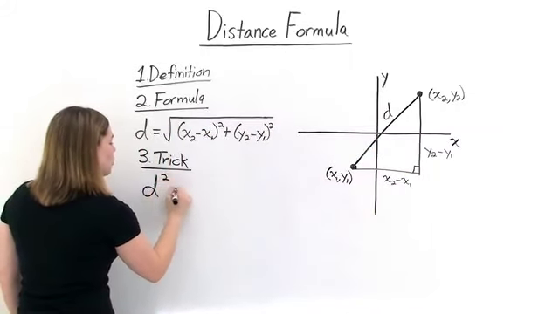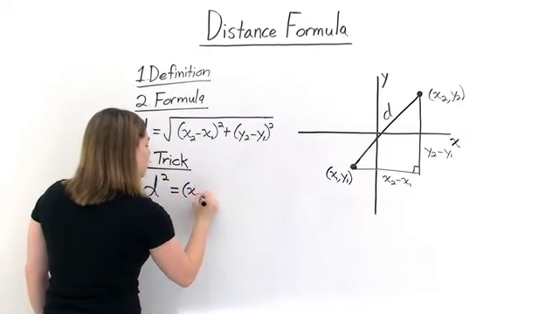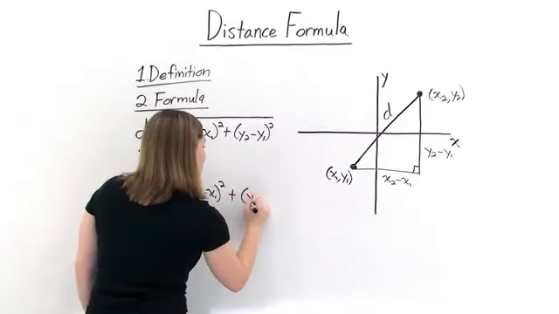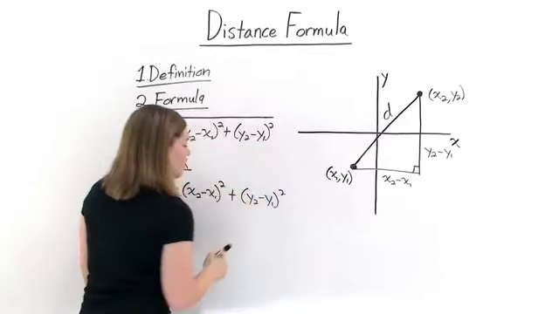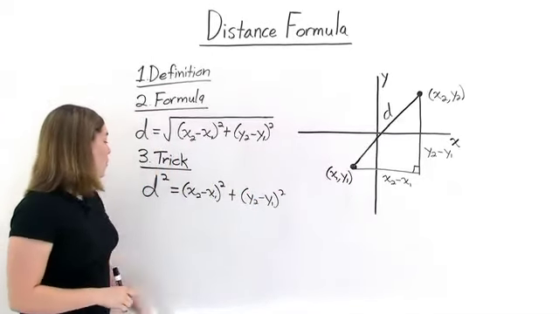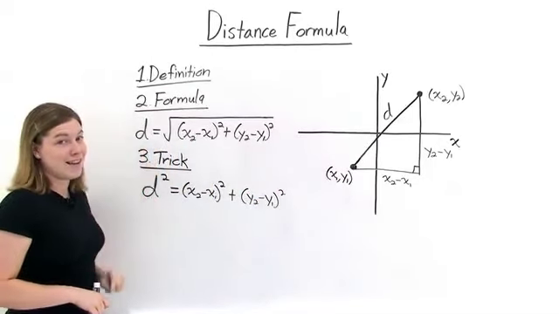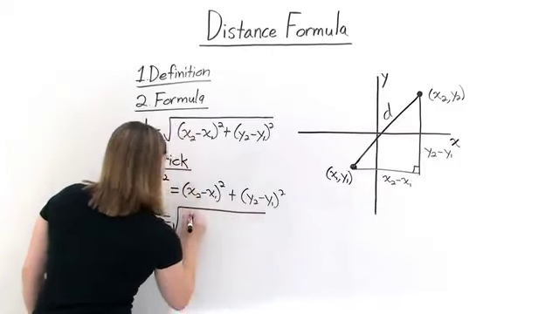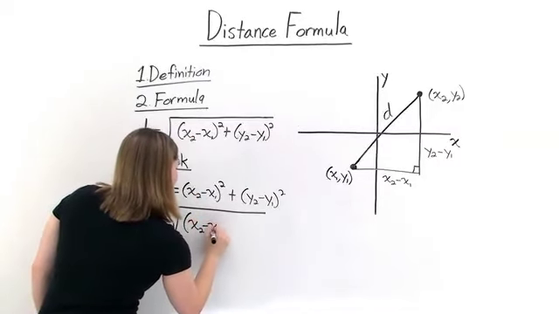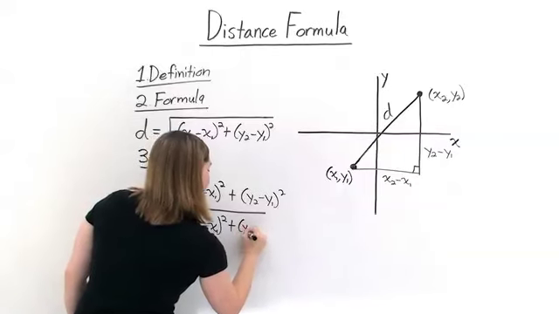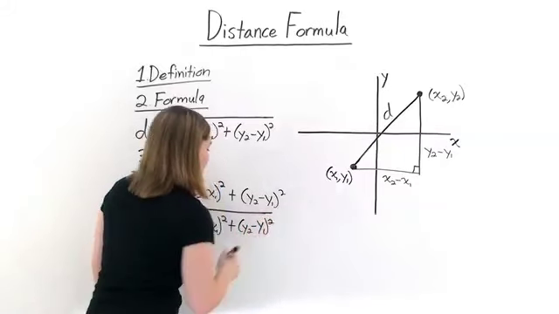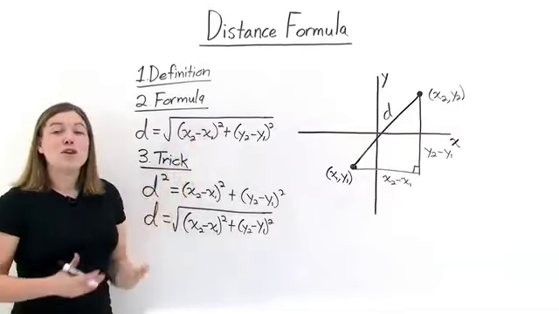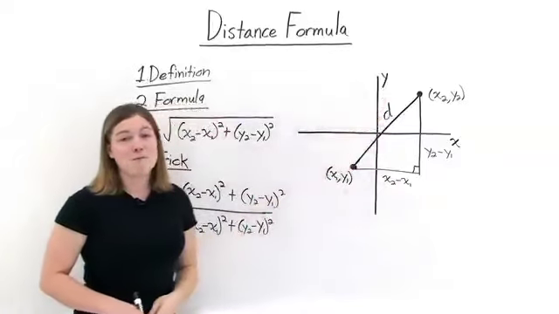We have d squared, which is our hypotenuse squared, is equal to x sub 2 minus x sub 1 squared, one of our sides squared, plus y sub 2 minus y sub 1 squared, our other side squared. Now remember, we're trying to solve for d, distance, not d squared. So we need to take the square root of both sides. When we do, we get that d is equal to the square root of x sub 2 minus x sub 1 squared plus y sub 2 minus y sub 1 squared. We found the distance formula. So remember, this is the distance formula used to find the distance between 2 endpoints of a line segment.